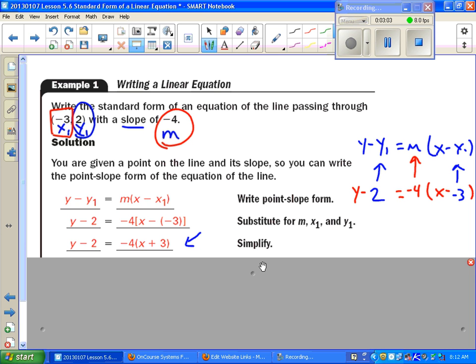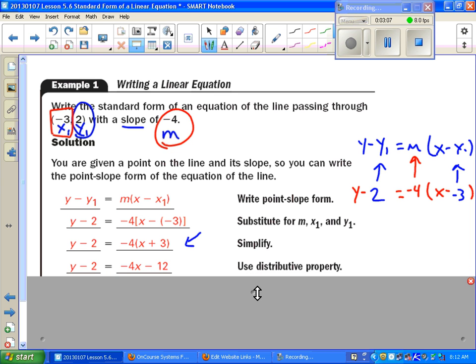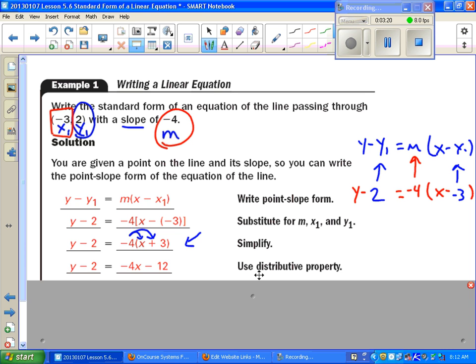That is your point slope form, because it shows you a point and it shows you a slope. Then what you need to do is simplify it using the distributive property. When you multiply -4 times x, you get -4x, and -4 times 3, you get -12. So on this step shown here, y minus 2 equals -4x minus 12.